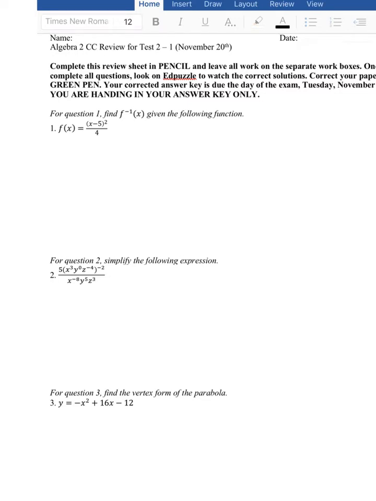So for the first question, it wants to know, find the inverse given the following function. So if you remember, an inverse function is when you switch x and y and you solve for y. So now this is x equals (y minus 5) squared divided by 4. So now I have to solve for y. So I'm going to multiply both sides by 4 to get rid of that 4 there. So now I have 4x equals (y minus 5) squared.